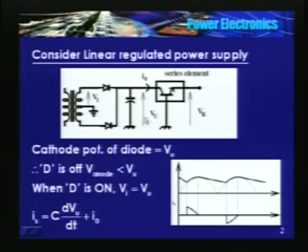The cathode potential is nothing but Vu, and the anode is a sinusoid. I told you that Vu remains approximately constant. A diode cannot conduct till the anode potential is higher than the cathode potential. So if this is the variation in Vu, and the dotted line is the anode potential, at this point the cathode potential is equal to the anode potential.